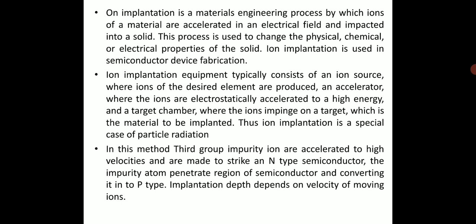It's a special case of particle radiation. In this method, third group impurity ions are accelerated to high velocity. The velocity is needed because the accelerated ions and the magnetic field direction are perpendicular, so the force F equals Q V cross B acts on them. At high velocity they are made to strike an n-type semiconductor, and the impurity atoms penetrate that region of the semiconductor, converting it into p-type. The implantation depth depends on the velocity of those moving ions.